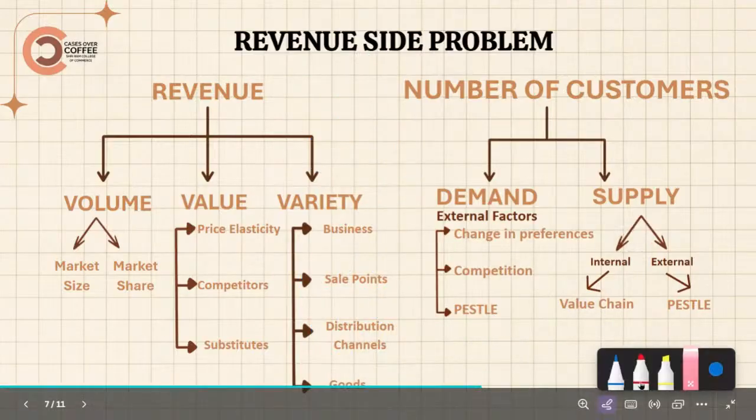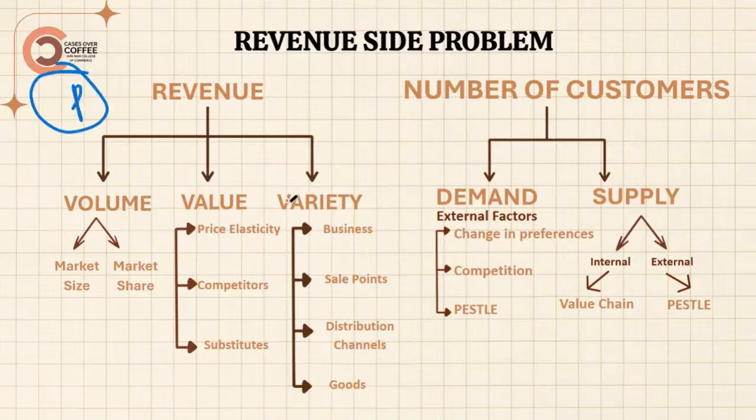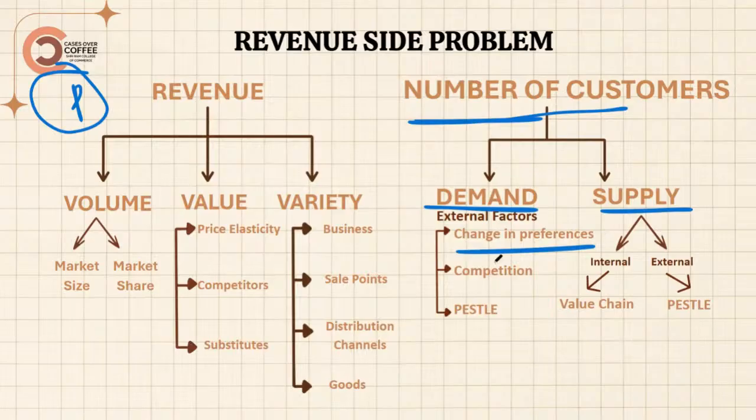Then there can be a possibility that the product is available, and the problem lies with the customer, that the customers are not willing to buy our product. The number of customers is affected by two factors, the demand side and the supply side. On the demand side, as explained, consumers are shifting to another product, or shifting to a competitor because our product is not that great. So we'll try to differentiate our product from our competitor and then launch it again.